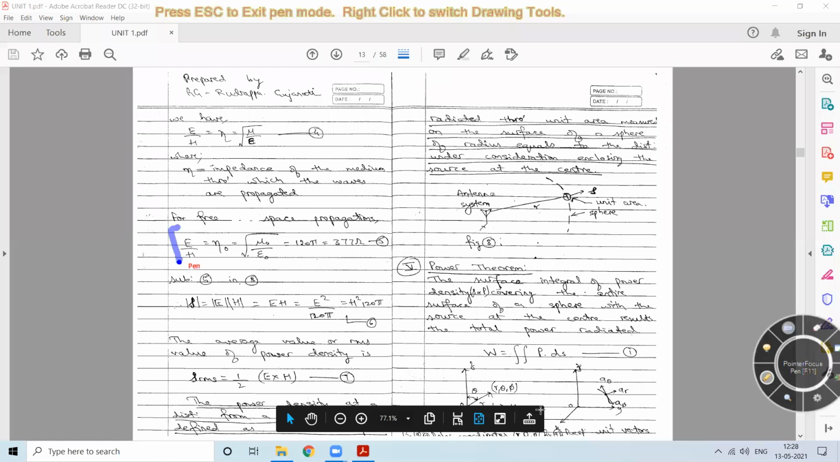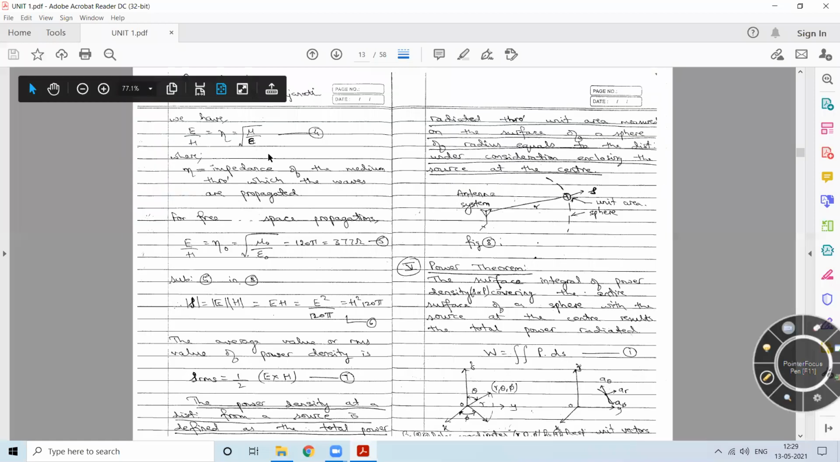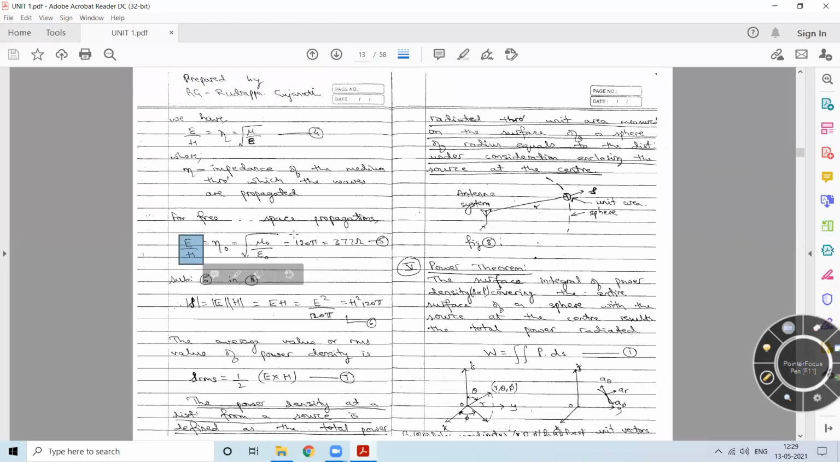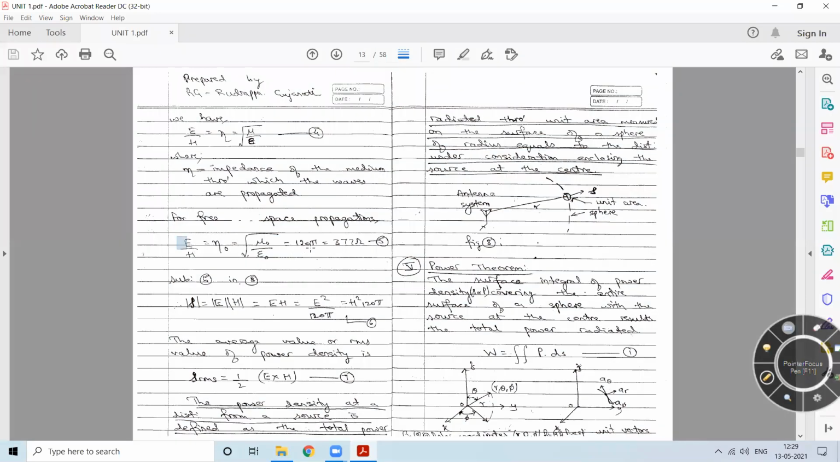I can represent this by substituting one of these parameters and obtaining an equation in terms of either electric field or magnetic field. For that purpose, I can make use of this equation. Here we got to know that E by H is equal to 120 pi. Therefore E is equal to 120 pi into H. If I substitute that, I'll get power density as H square into 120 pi.